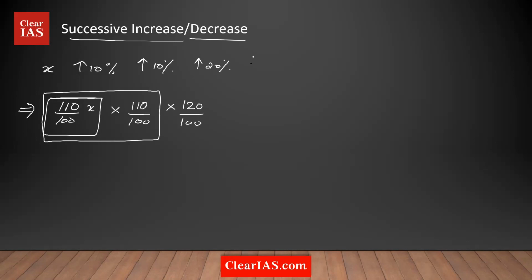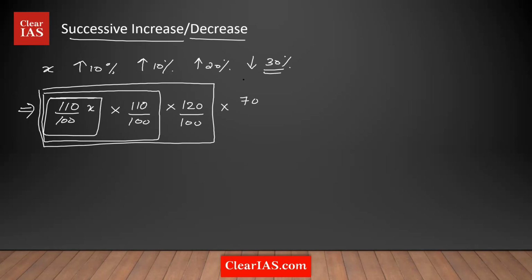So again, if this value is decreased by, let's say, 30%, what do you do? This is the value right now in hand, and this value is decreased by 30%. That means the final value becomes 70% of whatever value it is. So all of you, is it clear on how to calculate the percentage increase and decrease successively?